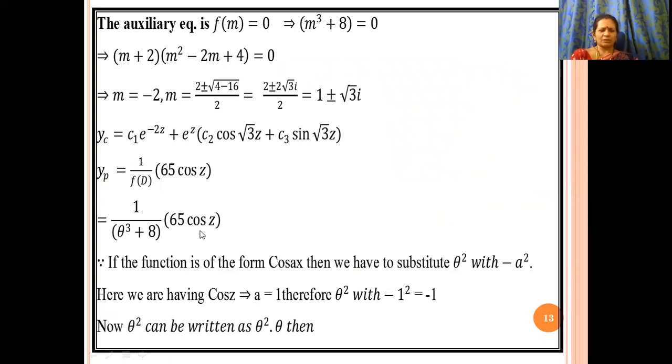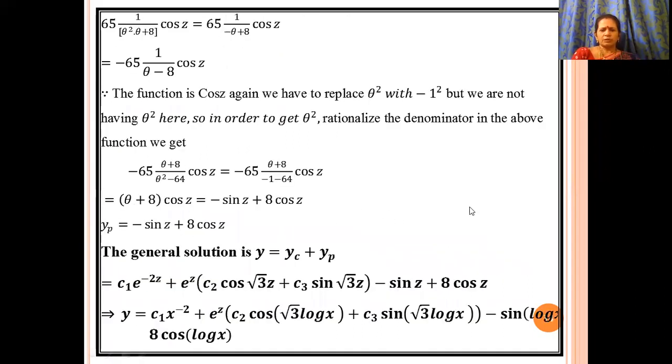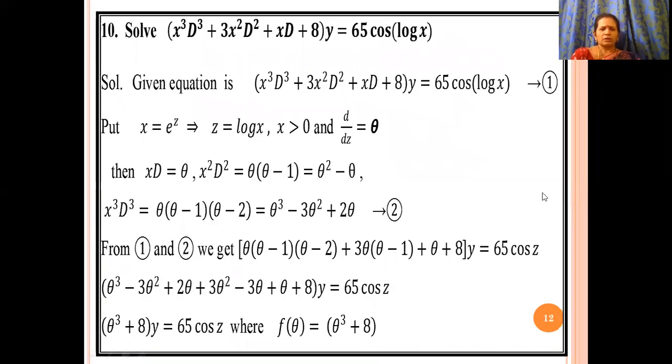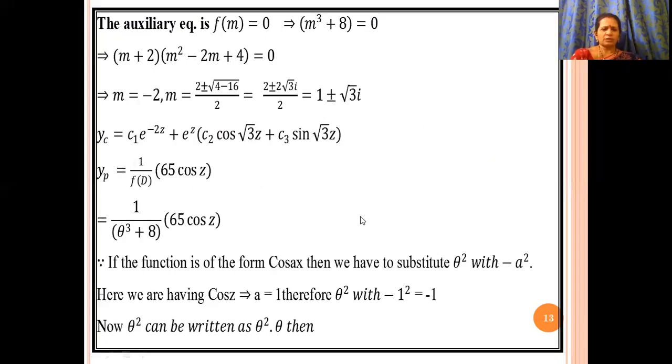This is a particular integral, cos z. 65 into 1 by theta cube plus 8 into cos z. So if it is a cos z, clearly I have given. If the function is of the form cos ax, see the previous one, cos ax. So here cos ax clearly I have given. So what I have given is cos x, then we have to substitute theta square with minus a square. Here we are having cos z.